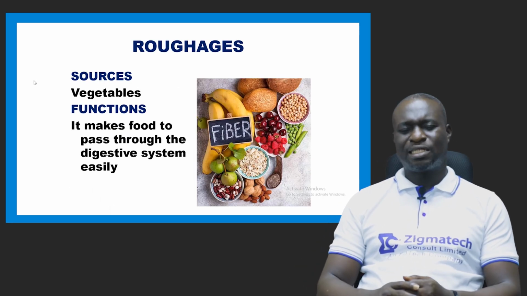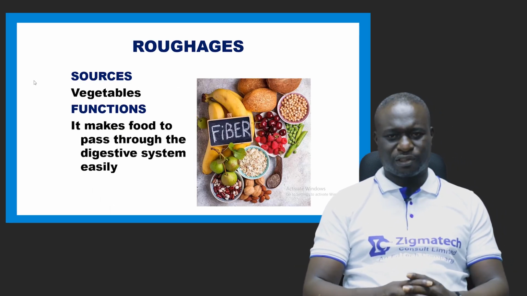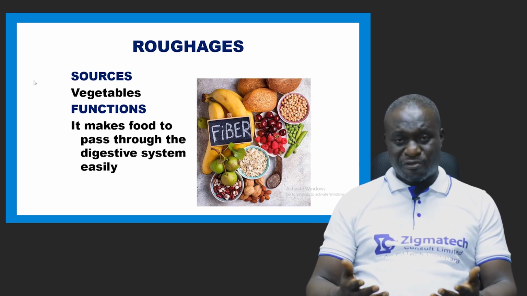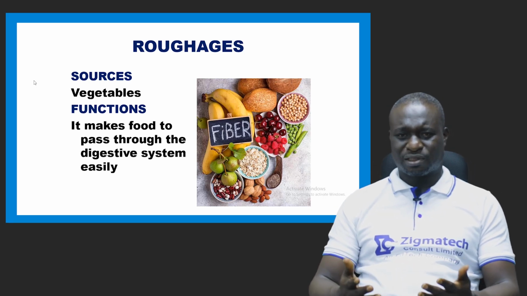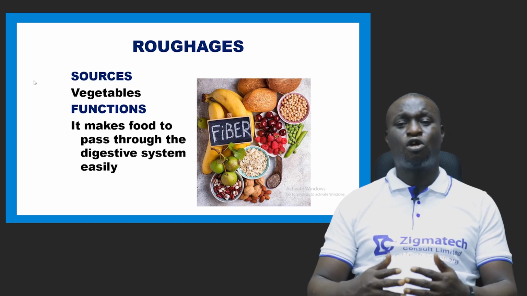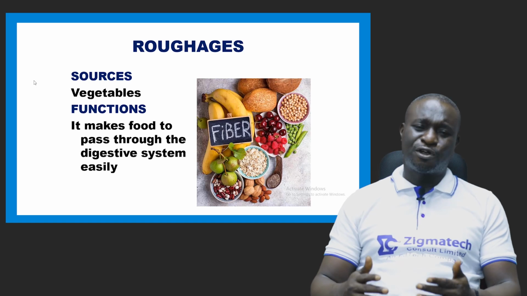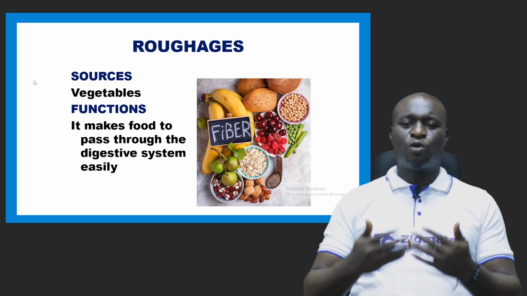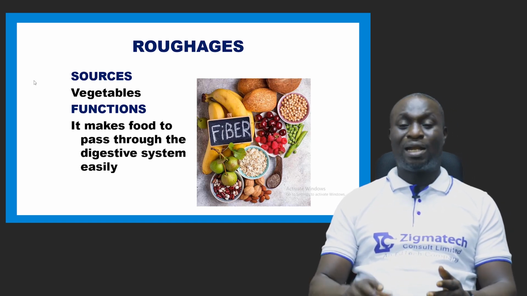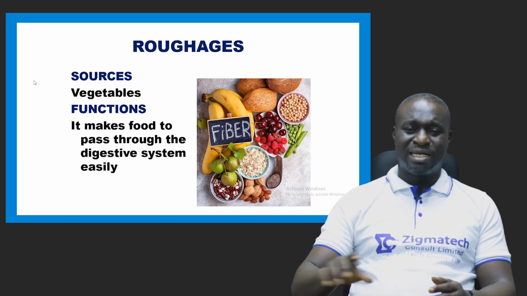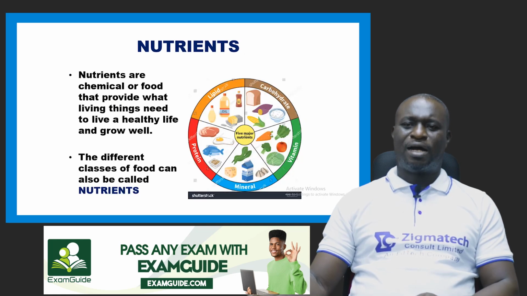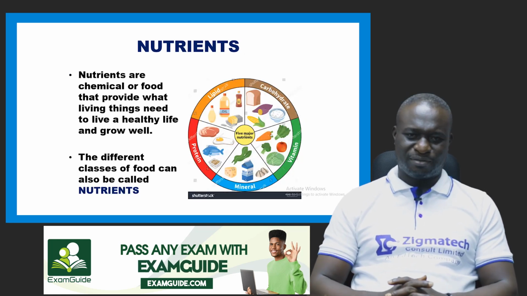And then finally, for classes of food, we have roughages. Now, what are roughages? Roughages are actually vegetables. Some roughages are carbohydrates, some of them are proteins, and some of them are fruits. Roughages can also be called fibers, all right? One major function of roughages is that it makes food pass through the digestive system easily. And lack of roughages in your diet can lead to what we call constipation, okay? Constipation.